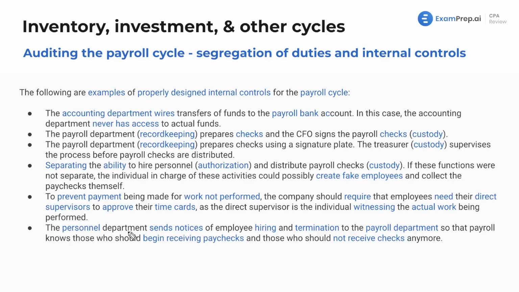Lastly, the personnel department sends notices of employee hiring and termination to the payroll department so that payroll knows those who should begin receiving paychecks and those who should not receive checks anymore. Now, there's going to be a process overall that if someone's hired or fired, a notice should be sent to every department related. IT, making sure they don't have access to their email, thinking about IT-related controls, but also specifically for the payroll cycle, making sure that it's communicated effectively, timely, and properly, so no one's getting paid who shouldn't be, or not getting paid when they should be.